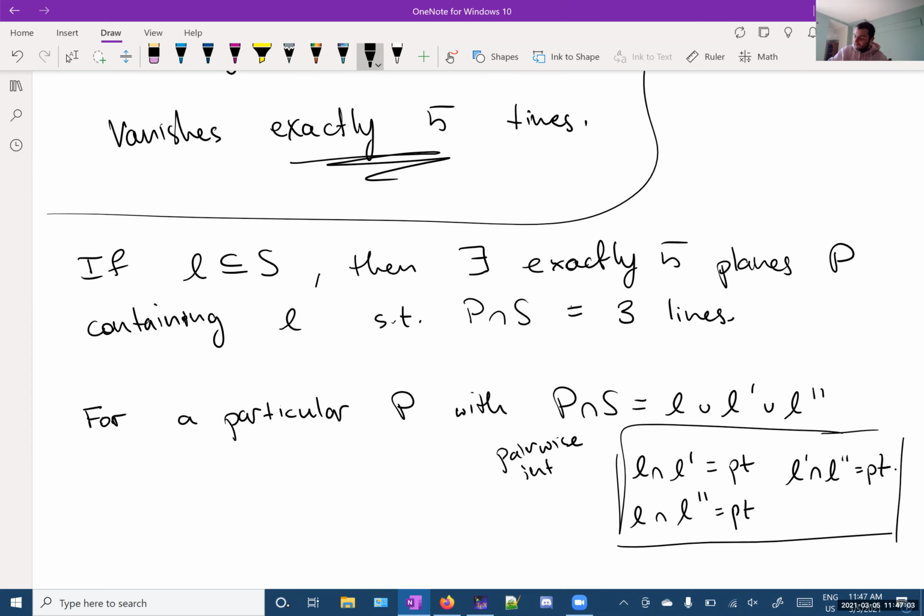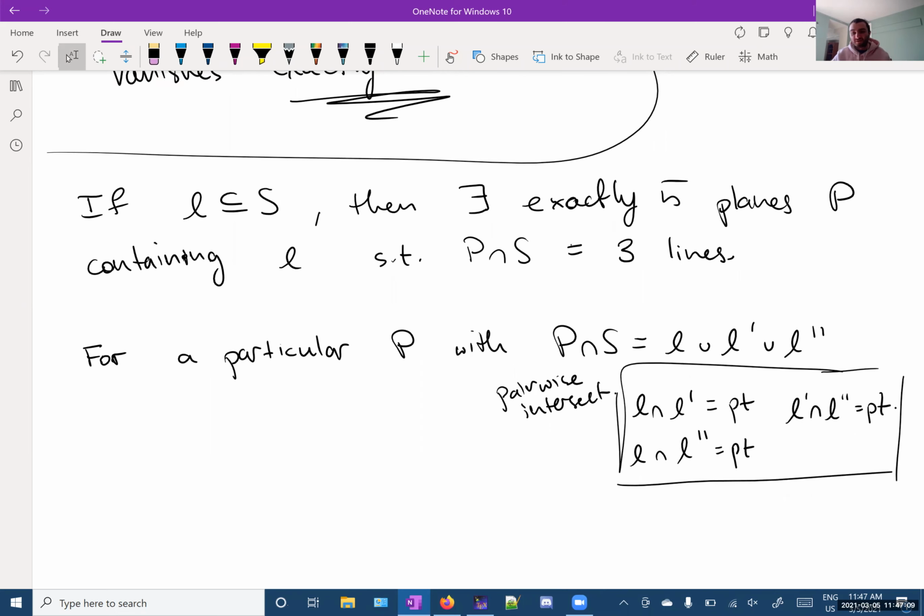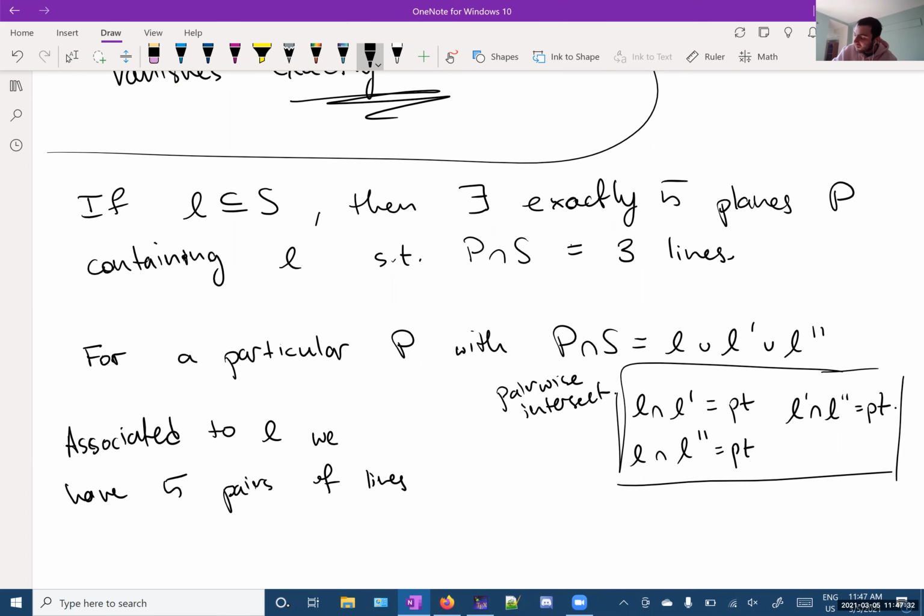Okay, so now I'm going to write these down as 5 distinct pairs. We're basically done with the proof. We just need to count lines now. So associated to L, we have 5 pairs of lines, L_i and L_i prime, for i equals 1 to 5, such that L, L_i, L_i prime all pairwise intersect.